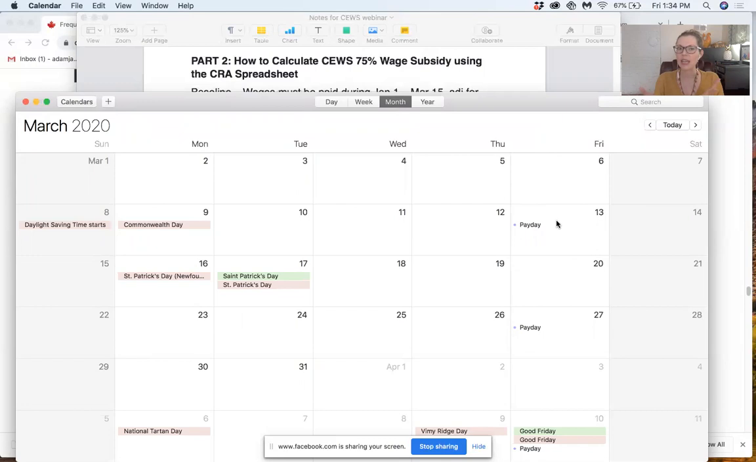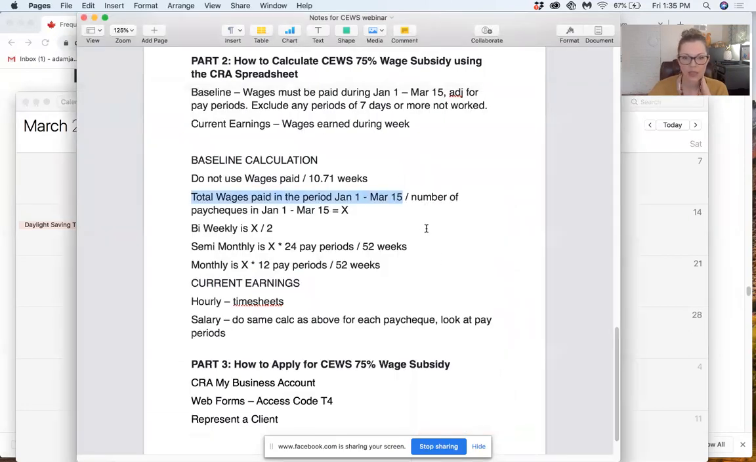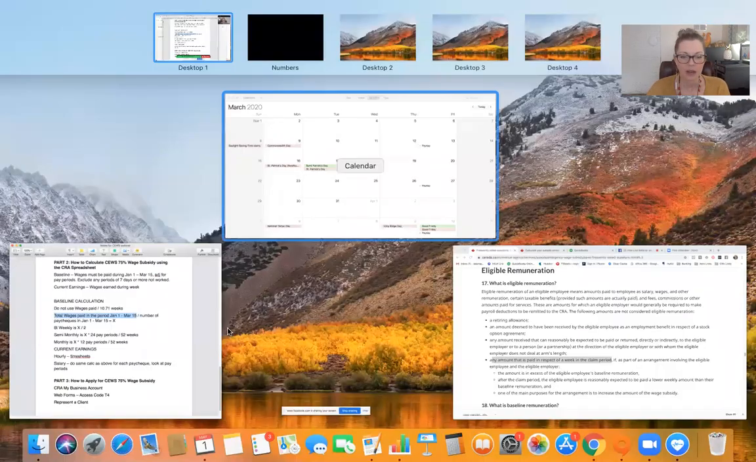So if I was to just take that and divide by 10.71, I'm going to get a different baseline, even if those two people have the exact same annual salary. It doesn't work. So you divide it by the number of paychecks. So let's say that that person had, let's do an example here. Where's my calculator?